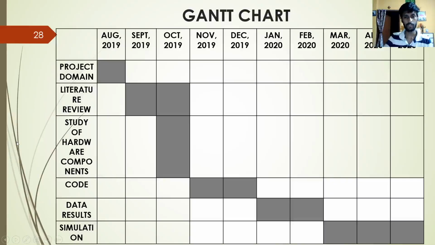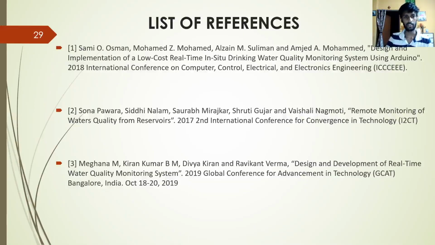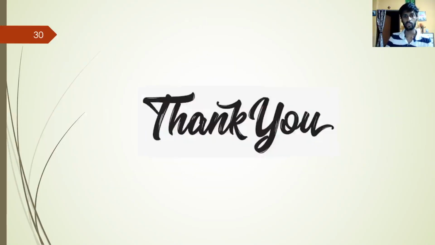As we have laid it out, first the project domain we have selected, then the literature review, then the study of the hardware components. For most of the parts we have studied the pH sensor, which is one of the vital components. Then comes the GPS module, then the code. For the code we used the trial and error method, and we found a proper algorithm for it. Then comes the data results and the simulation from the components. So these are the list of references that helped us a lot during the making of the project. So that's all. Thank you.